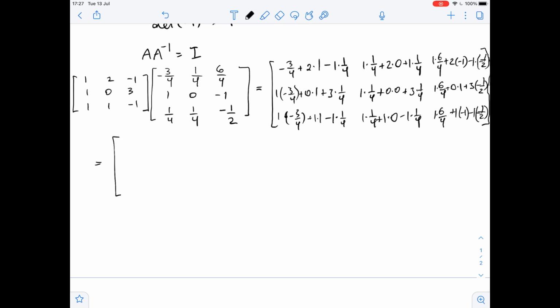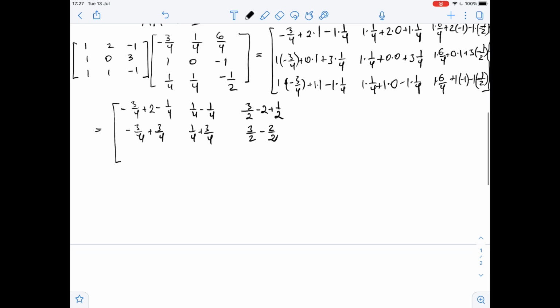So here we get negative 3/4 plus 2 minus 1/4. 1/4 minus 1/4. 3 over 2 minus 2 plus 1 over 2. Negative 3/4 plus 3/4. 1/4 plus 3/4. 3 over 2 minus 2 over 2. Then we get negative 3/4 plus 1 minus 1/4. 1/4 minus 1/4. 3 over 2 minus 1 minus 1 over 2.